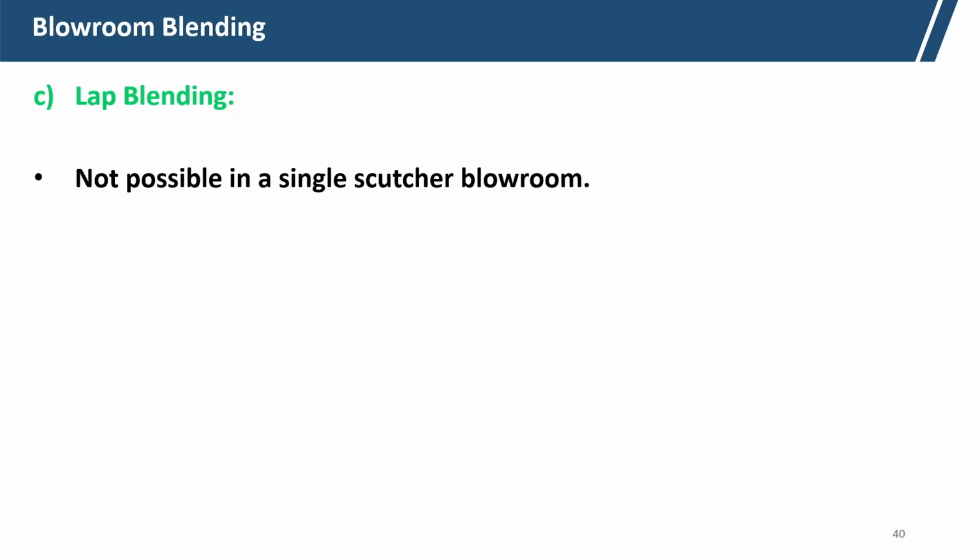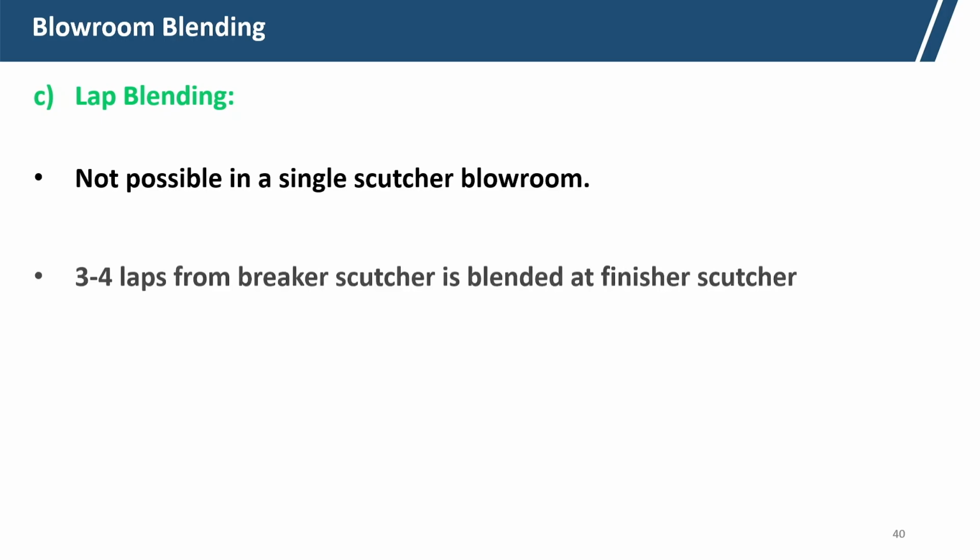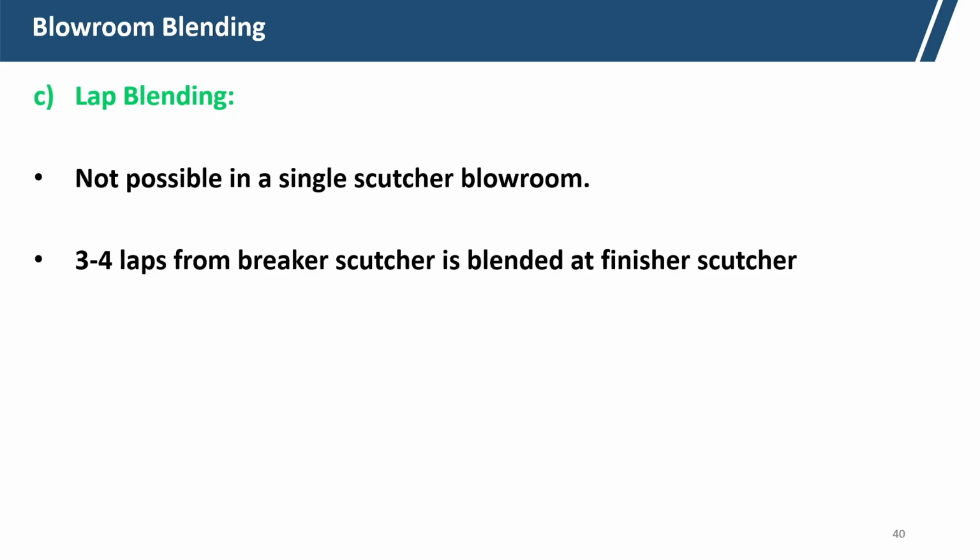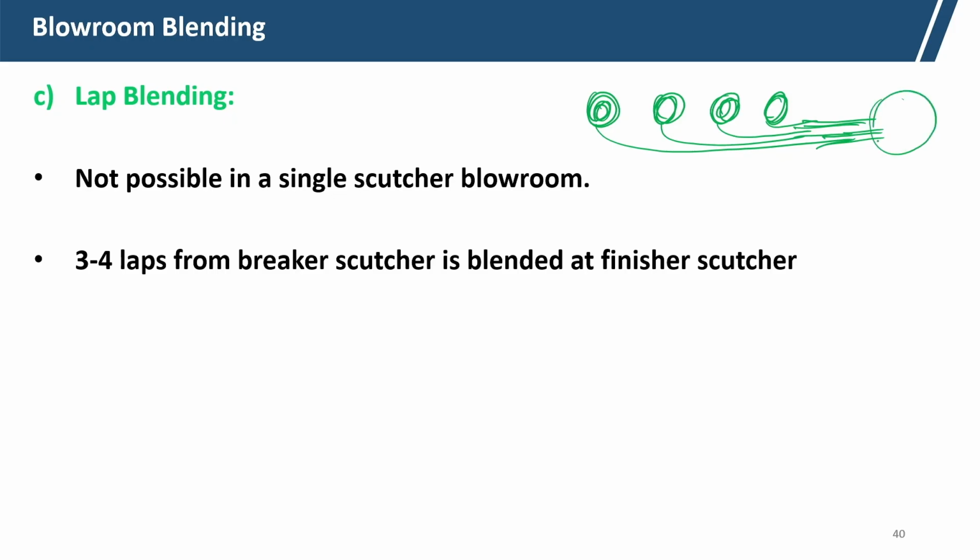Lap blending is not possible with a single scutcher. A single scutcher blowroom is not sufficient. We use multiple scutchers, where 3 to 4 laps from the breaker scutcher are blended at the finisher scutcher. So, there will be 3 to 4 such laps, placed in this fashion, and here after blending and mixing, the final lap will be formed.